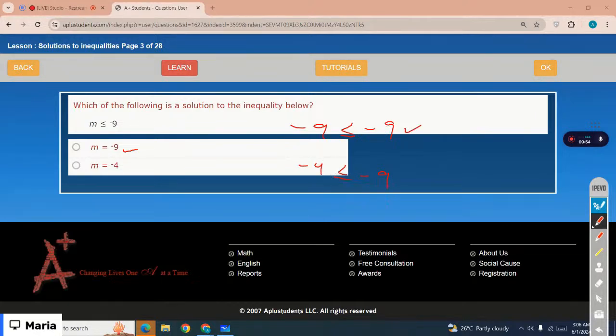Then you have negative 4. Negative 4 is less than or equal to negative 9? No, negative 4 is not less than negative 9, right? The correct option is option number one.